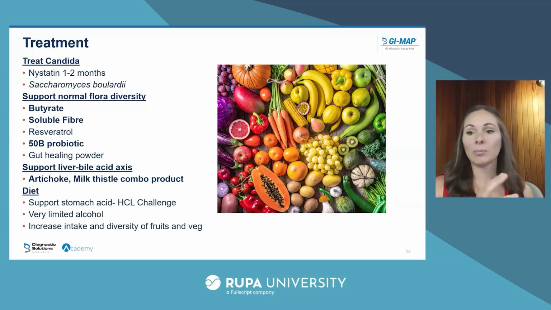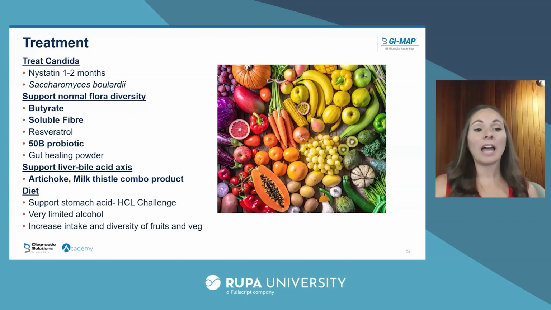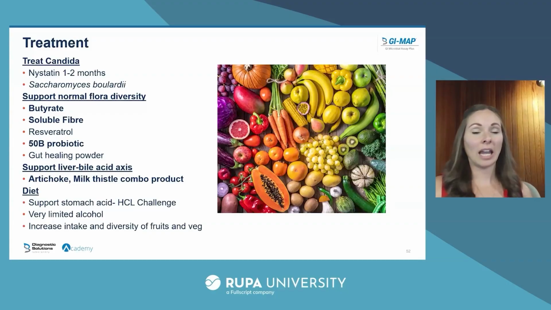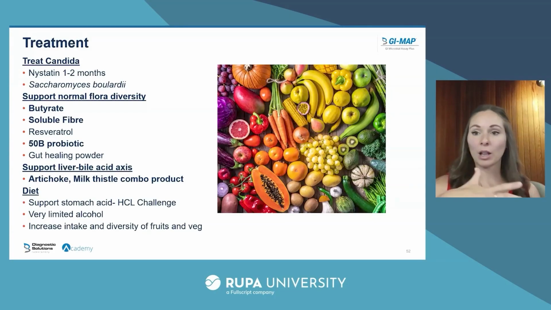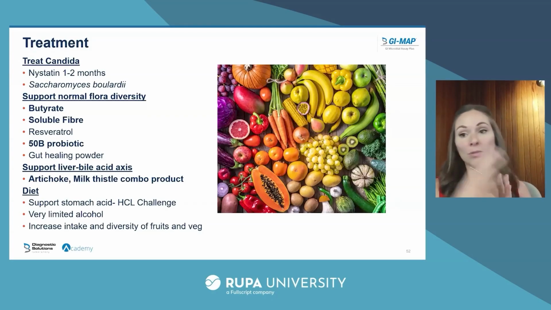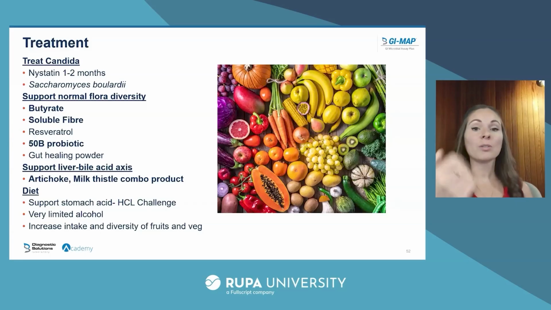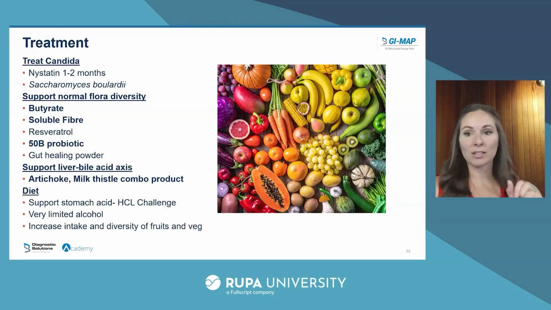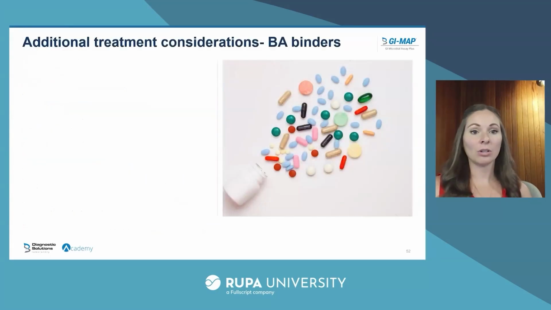We really wanted to limit to no alcohol, depending on what was available there, but always really wanting to bring that down. And then increasing intake and diversity of fruits and veg. So that is going to be my long-term goal for soluble fiber and polyphenols, but working on it in the short term to make those long-term goals. So that was what phase 1 looked like, but we do have some additional treatments that you can absolutely consider in these scenarios. Let's take a look at those.